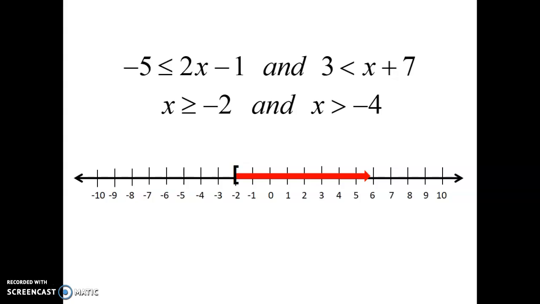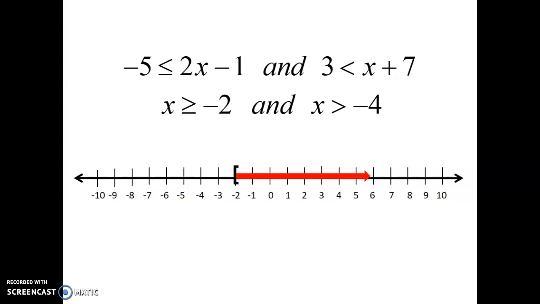For the other one, x is greater than negative 4, so I put a parenthesis at negative 4, and again I'm going to the right. Now in this case, this is an AND. We care about where the two lines are overlapping. Between negative 4 and negative 2, there's only one red line. But after negative 2, there are 2 red lines. So we care about where there are 2 red lines overlapping. We don't really care about negative 4 to negative 2. It's inconsequential. We only care about negative 2 on.